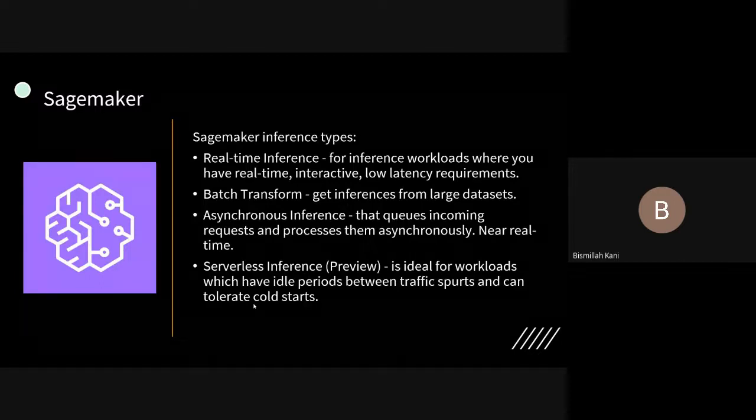Finally, the final agenda for today is to have a sneak peek into the serverless inference that was launched in November 2021 at the re:Invent conference, the AWS conference. This is a new addition to the types of inference SageMaker has. SageMaker essentially has four types of inference. One is real-time inference. Second are batch, asynchronous, and serverless.